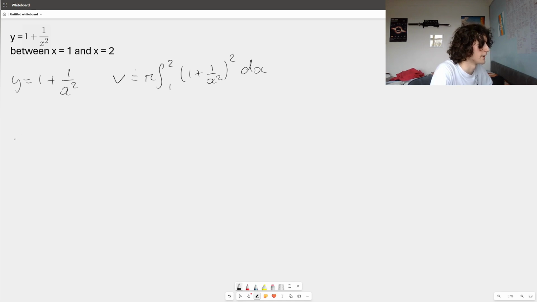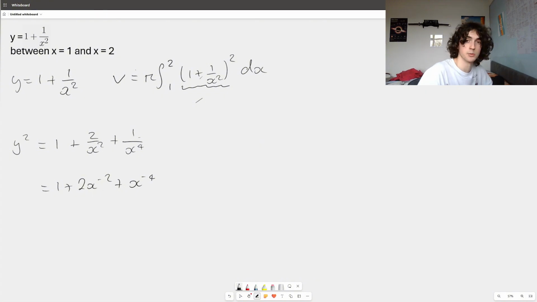dx. Now let's calculate y squared. So y squared is this part here in the equation. So this is going to be 1 times 1 is 1, then 1 over x squared times by 1 plus 1 over x squared times by 1 is going to be 2 over x squared plus 1 over x to the power of 4. Now this is equal to 1 plus 2x to the minus 2 plus x to the minus 4. I like to put it in this format just because it makes it easier to see what you're doing with the integral when you're adding 1 to the power and you're dividing by the power and all sorts.